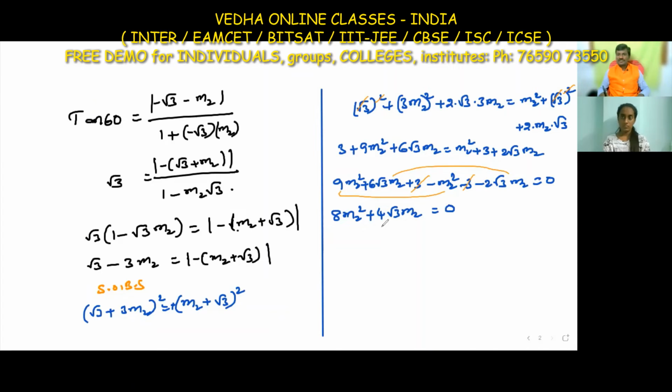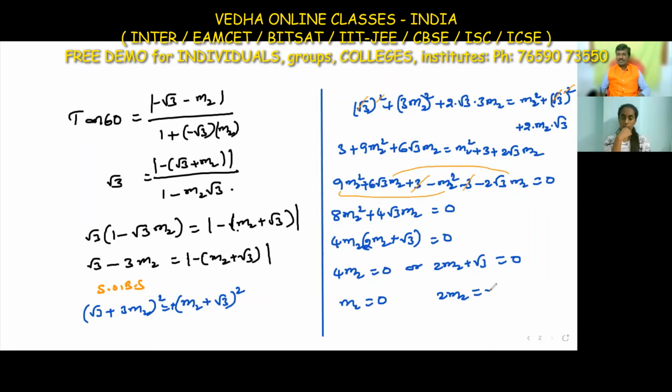Is equal to 0. Take 4 m2 common. Then the remaining is 2 m2 plus root 3 is equal to 0. That means 4 m2 is equal to 0, or 2 m2 plus root 3 is equal to 0. Here m2 is equal to 0, or 2 m2 is equal to minus root 3, and m2 is equal to minus root 3 by 2.